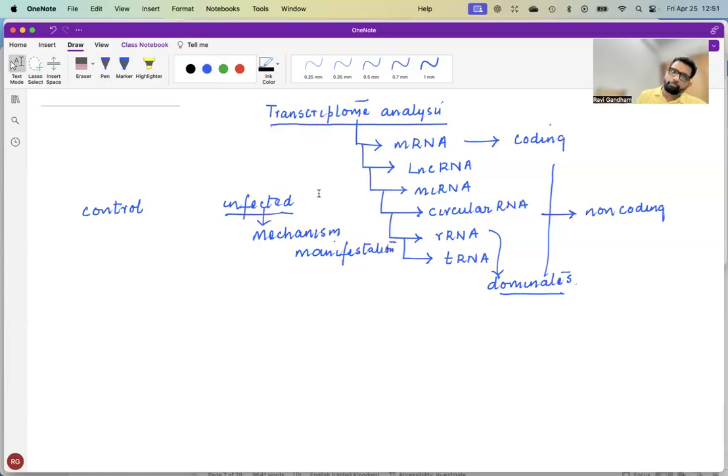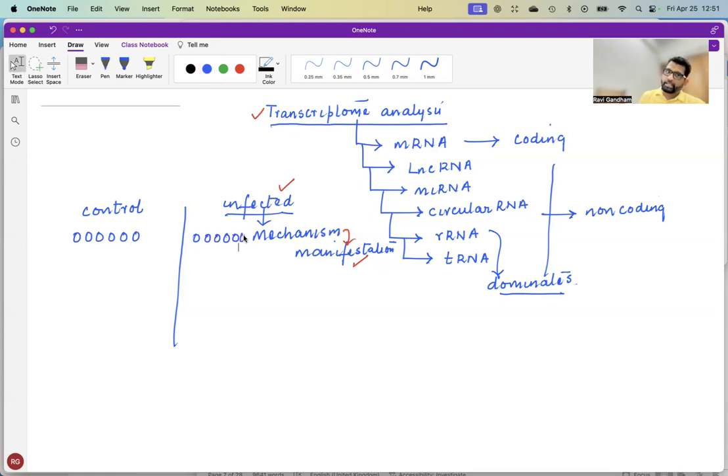Once again, I'm repeating. When you have infected samples, there'll be some manifestation of a disease, and you would like to find out the mechanism behind this manifestation of the disease. And this can best be studied by transcriptome analysis, right? And for this, the primary thing that all of us should remember is we should ideally take 6 samples a group when we are actually analyzing our infected with respect to that of the control.